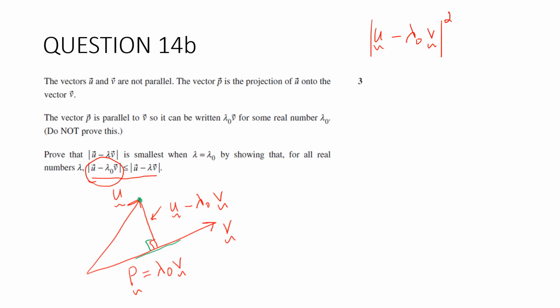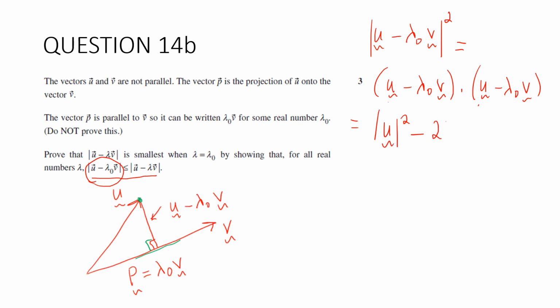Is to square this, because this is equal to u minus lambda naught v dot u minus lambda naught v. We can expand it. Now u dot u is this, take away 2 lambda naught u dot v plus lambda naught squared, magnitude of v squared. All right, I'm going to tidy that up in a second.